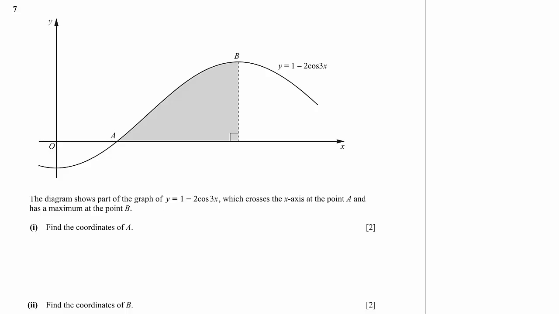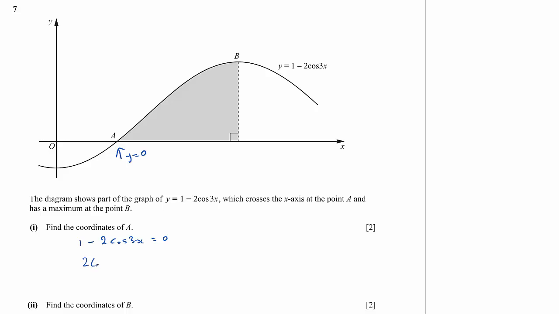The diagram shows part of the graph of y equals 1 minus 2 cos 3x, which crosses the x-axis at the point A and has a maximum at the point B. We want to find the coordinates of A. Well, this is where y is equal to 0, so we've got the y coordinate straight away. And that means that 1 minus 2 cos 3x is equal to 0.